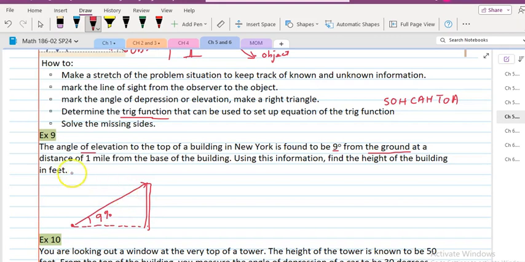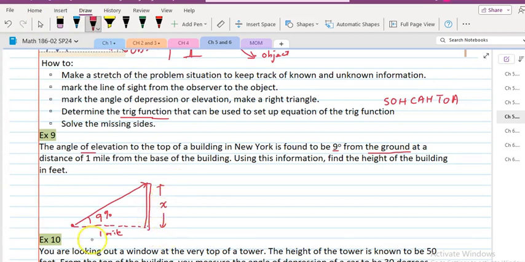How far is this, what is also given? From the ground at a distance of 1 mile. So this is 1 mile from the base of the building. So this is the building, observing the top is 9 degrees. So far so good. And then we want to find the height of this building. So this is h, okay? Well, h is not a very good variable because the hypotenuse is also h. Let's say x, right? So which is the height of the building?